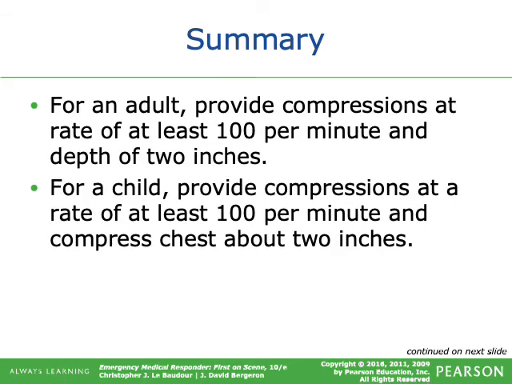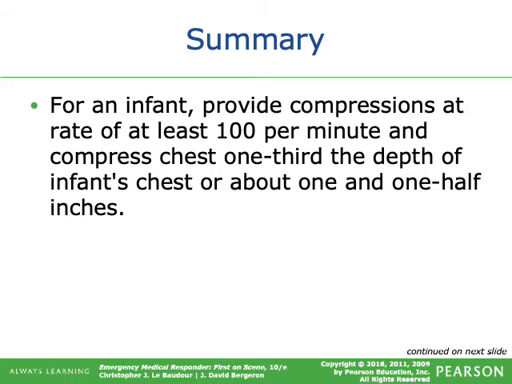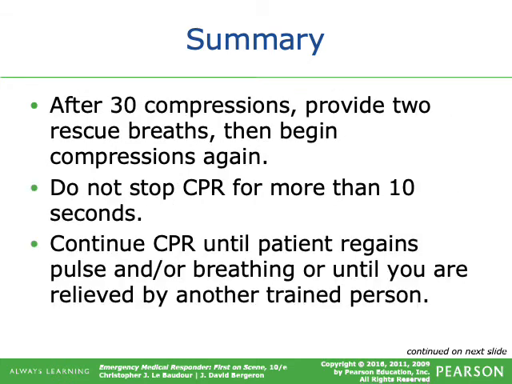For an adult, provide compressions at a rate of at least 100 per minute and a depth of 2 inches. For a child, provide compressions at a rate of at least 100 per minute and compress the chest about 2 inches. For an infant, provide compressions at a rate of at least 100 per minute and compress the chest 1/3 the depth of the infant's chest, or about 1.5 inches.